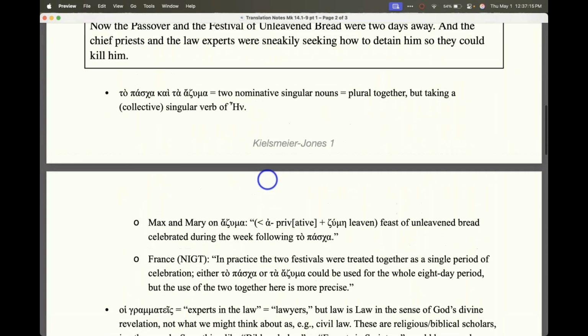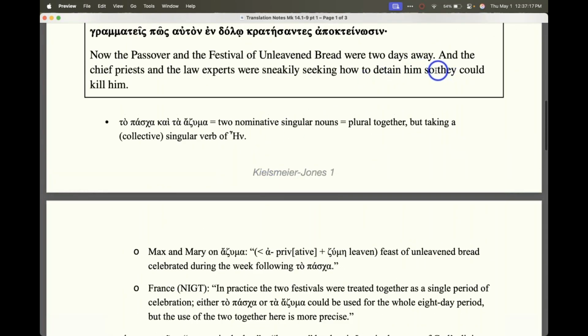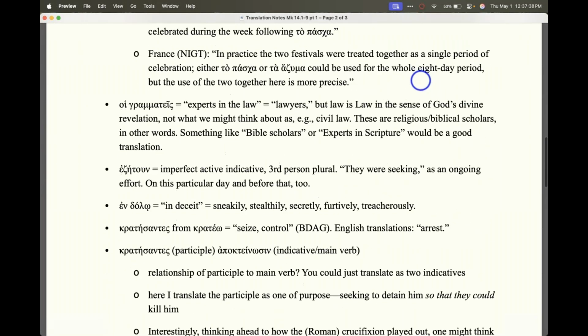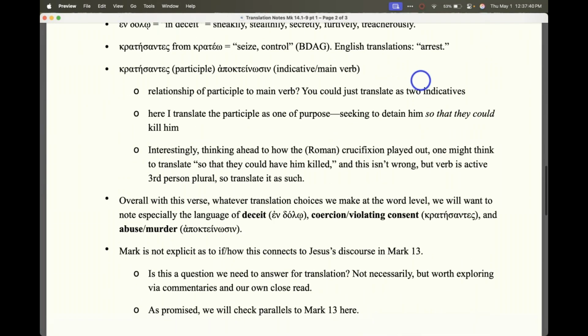So that's why you've got how to detain him so they could kill him, whether they're the ones actually doing the killing or not. I just want to follow Mark here, and Mark will explain exactly how that works. That may surprise me. So that was something I had to double check. Like, is that active and not passive? Yeah, it is active. So bring that out if possible.